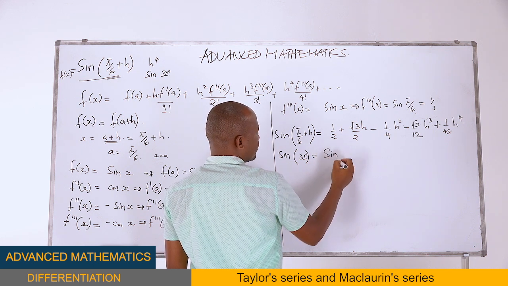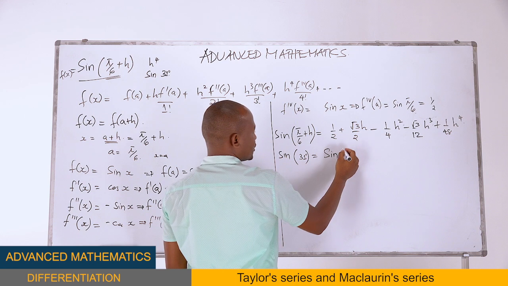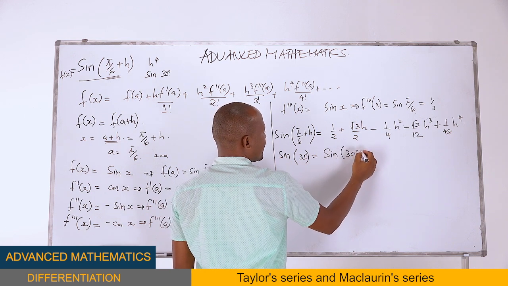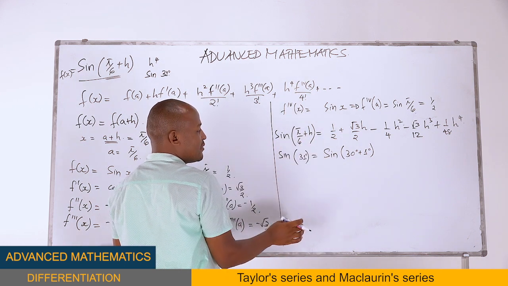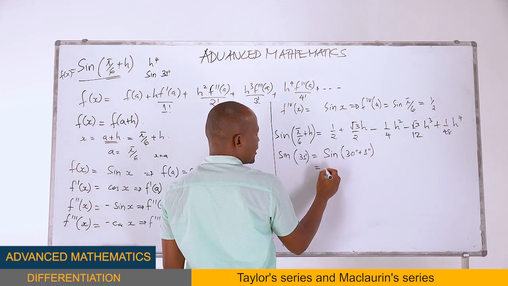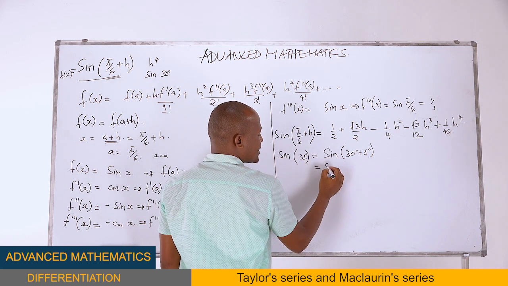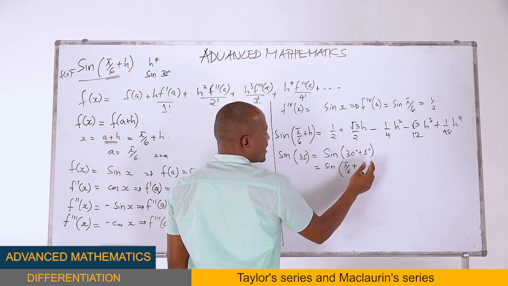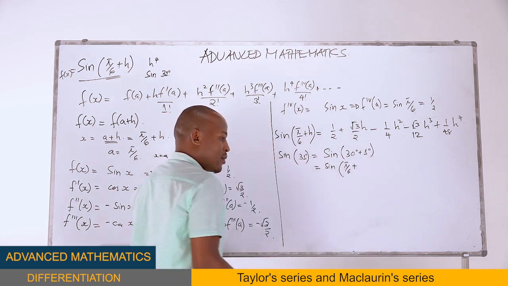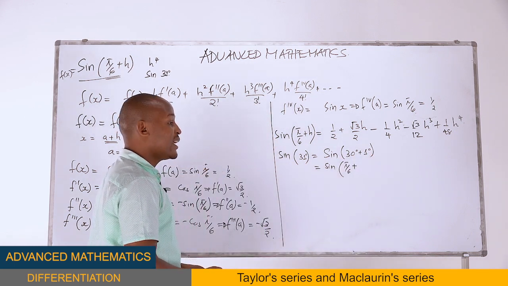It is sine of what? That plus 1 degree. But remember, we have been given this in radian form. That is to say, 30 is pi over 6. Pi over 6 plus 1. But what is 1 in radian form?